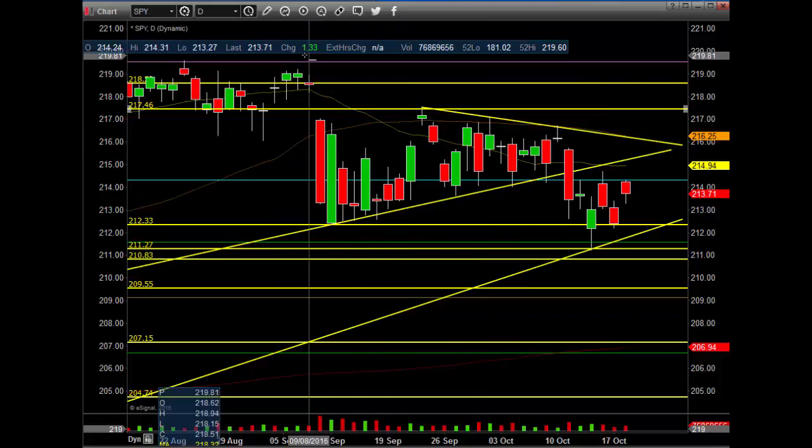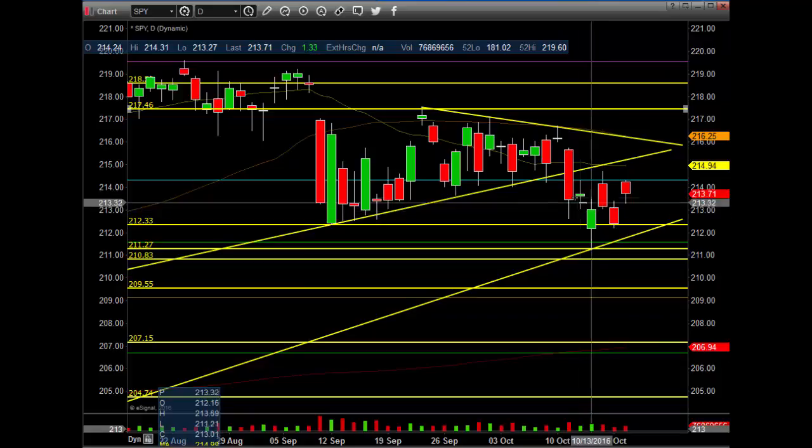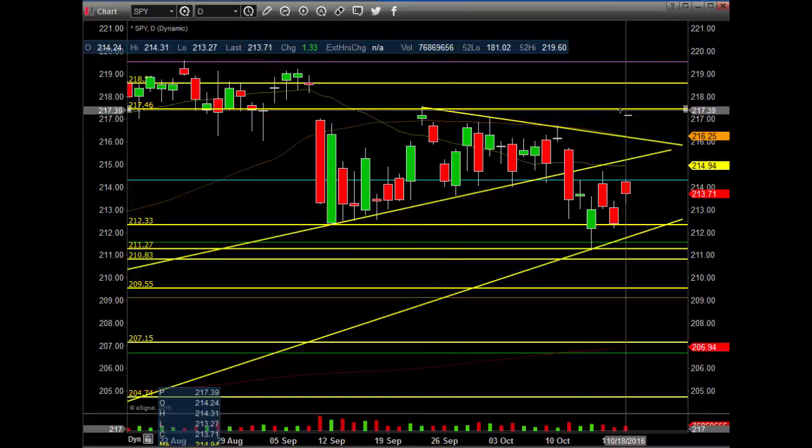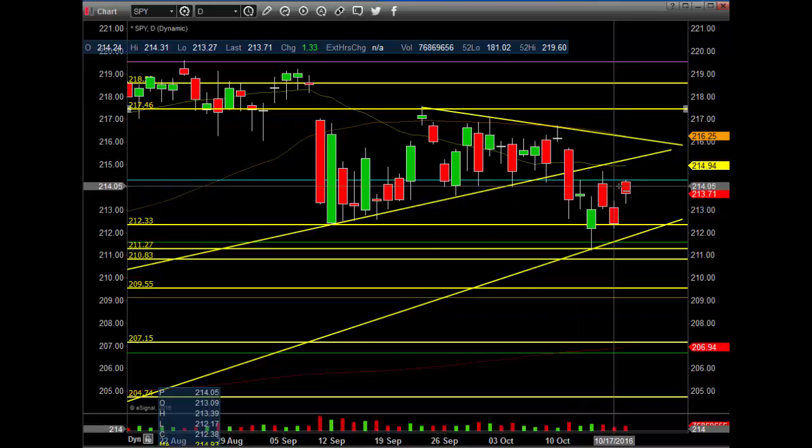Today we're up $1.33 on the day, or 0.63%. Not too bad of a showing. We had 76 million with after hour action as well. On the day, I think we had right around 70 million. And just not an eventful day.